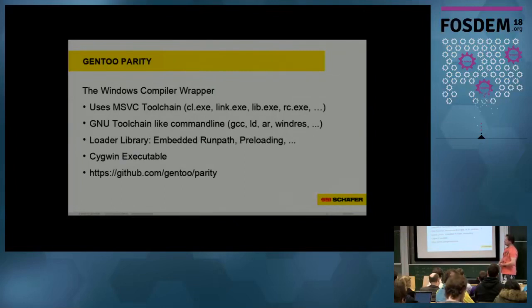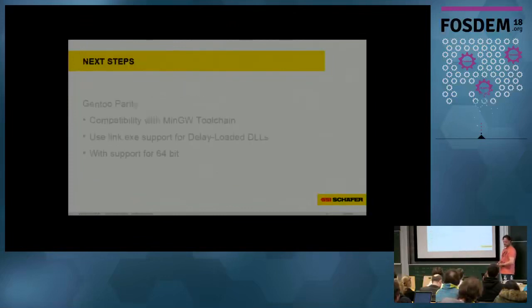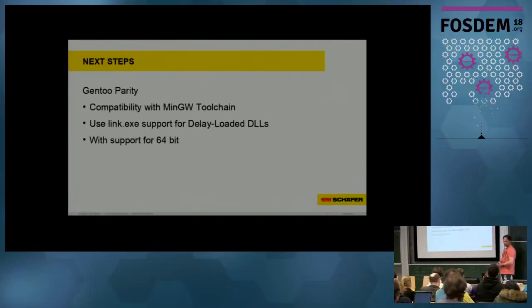While Parity is still a Cygwin executable, it is available on GitHub in the Gentoo space. Recently I've put it there as Gentoo Parity. So there is a new answer for the Visual Studio question. This is called Parity. What are the next steps?